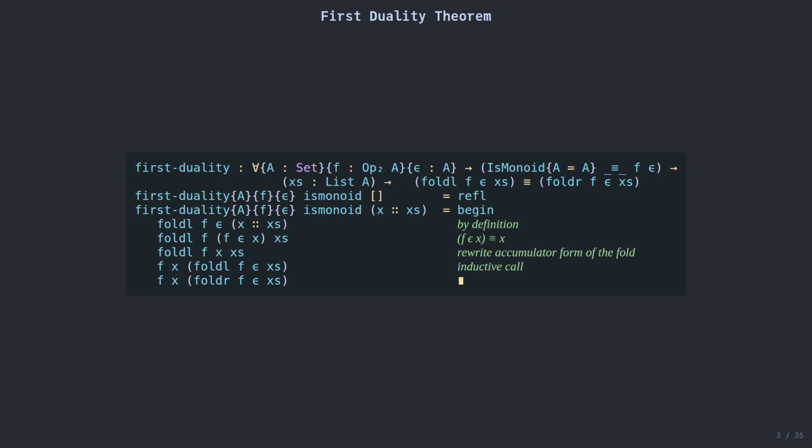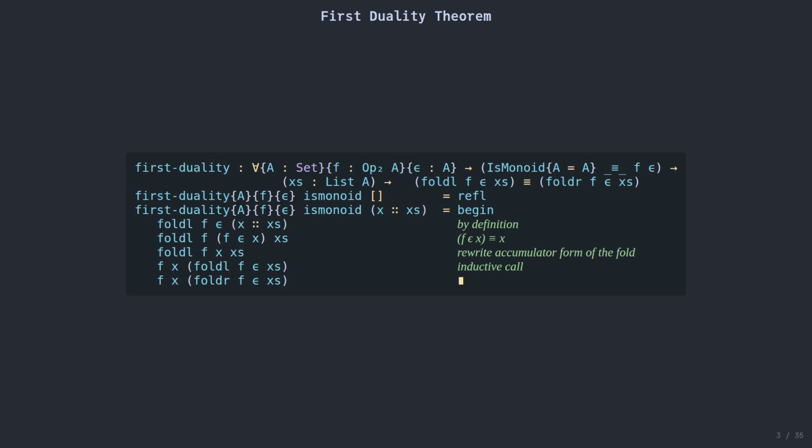The proof is straightforward. We proceed by induction on the list. In the empty list case, both folds evaluate to the identity element. So the proof is simple reflection. The non-empty case is also simple. We begin by expanding the definition of the left fold.